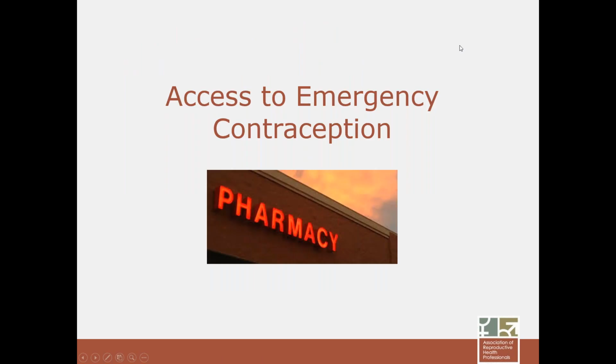Perfect. So there are a lot of barriers to accessing EC still, unfortunately, and we need to keep these in mind when working with our patients. Because EC pills are more effective the sooner they're taken, any barriers that result in delays work against the patient and can increase the risk of pregnancy. Next slide.